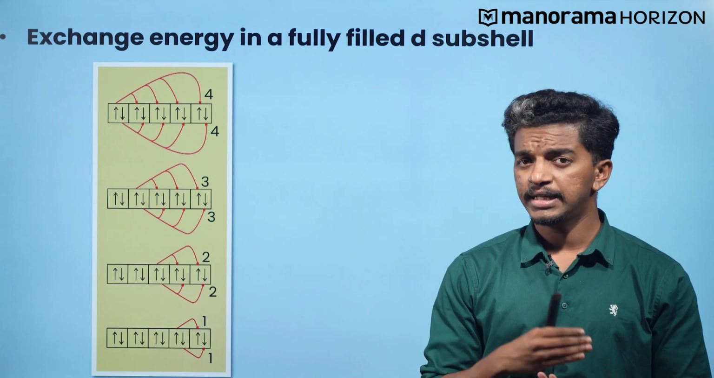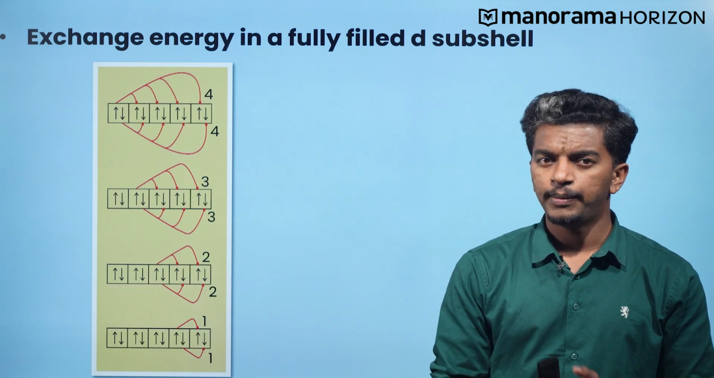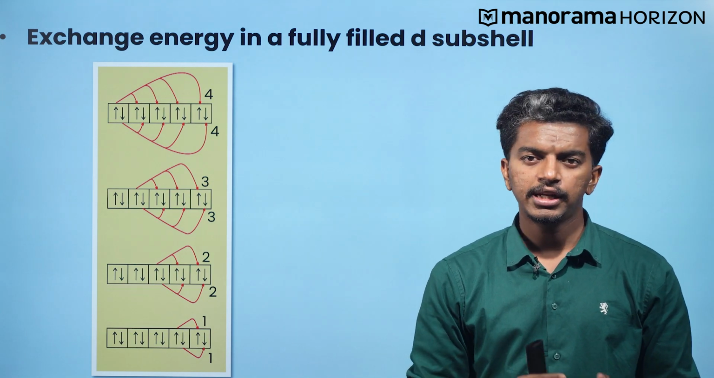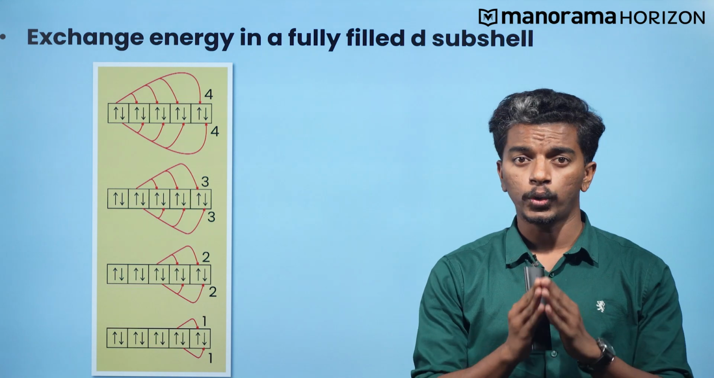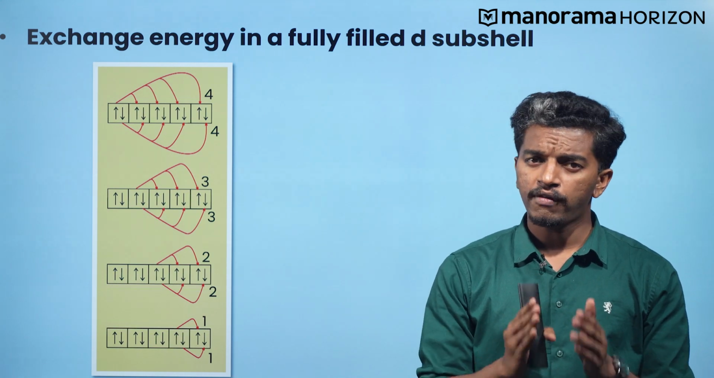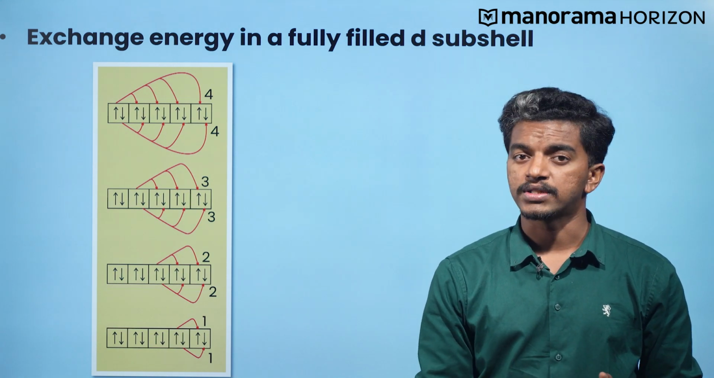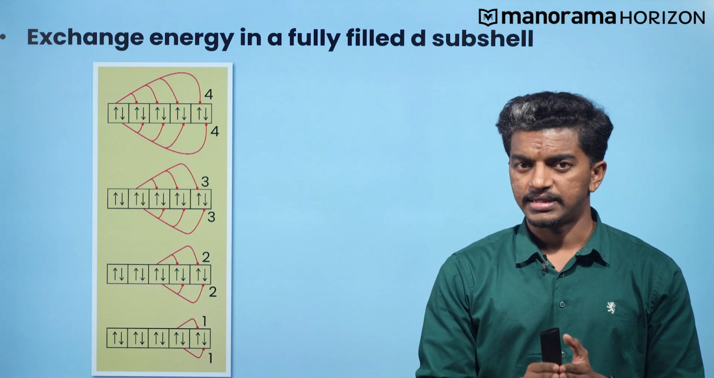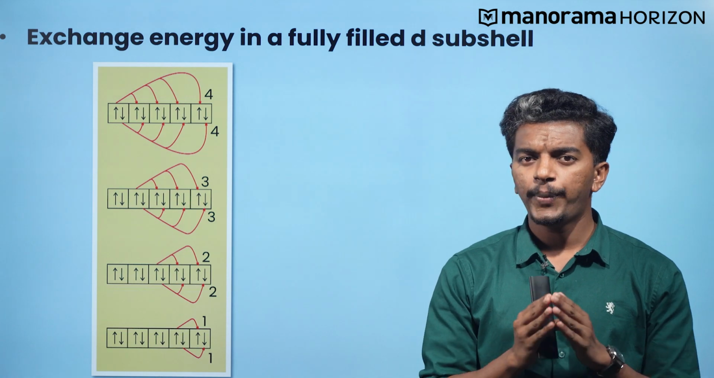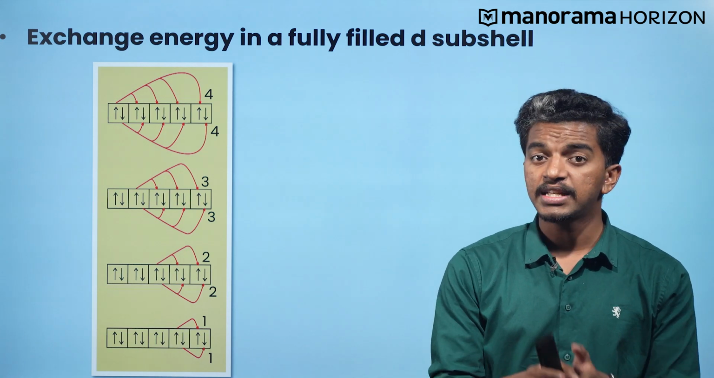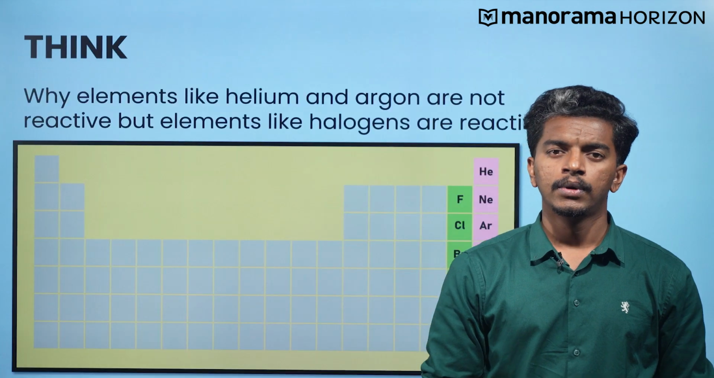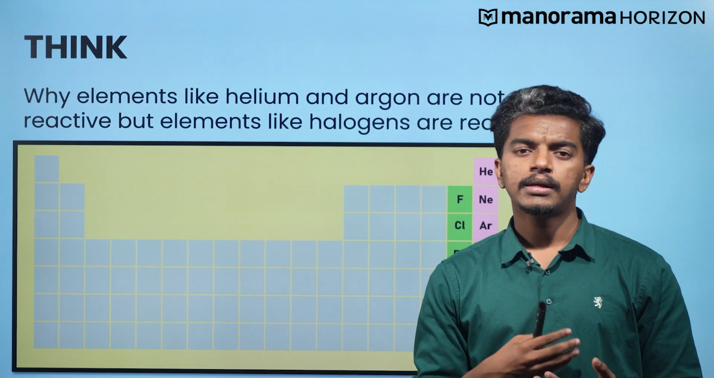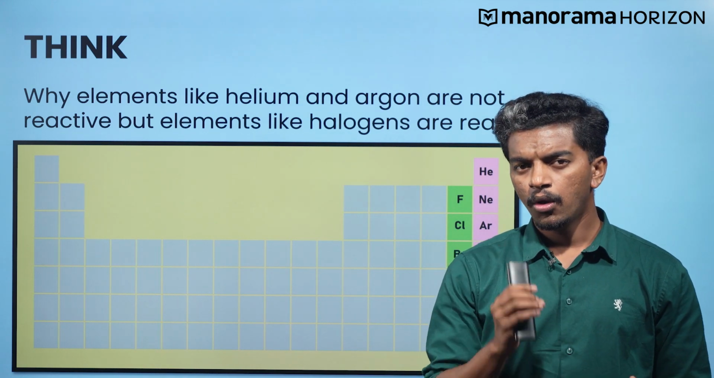In a fully filled d subshell, the exchange energy will be double compared to the half-filled d subshell. So, the exchange energy in a fully filled d subshell will be 20. That's why the half-filled and completely filled subshells are more stable. Here, the most important thing to note is that the exchange of energies happens between the electrons having the same spin.